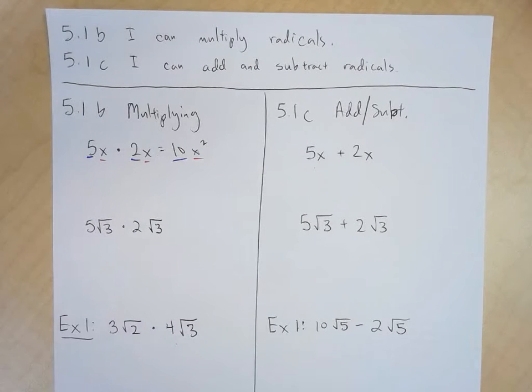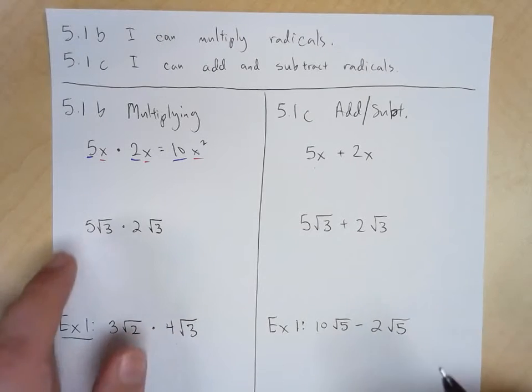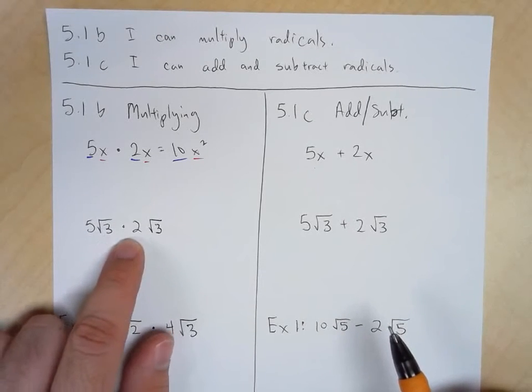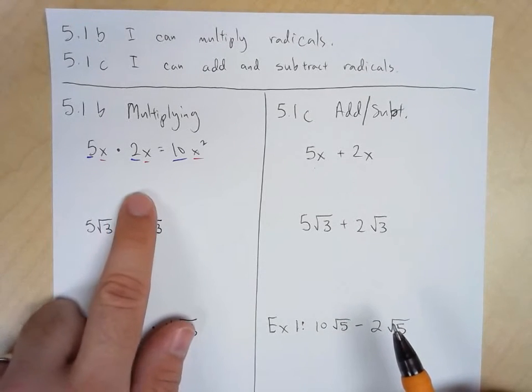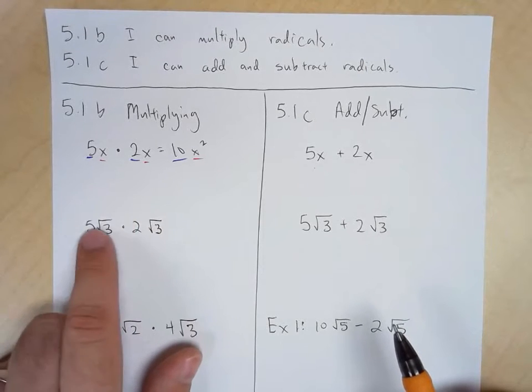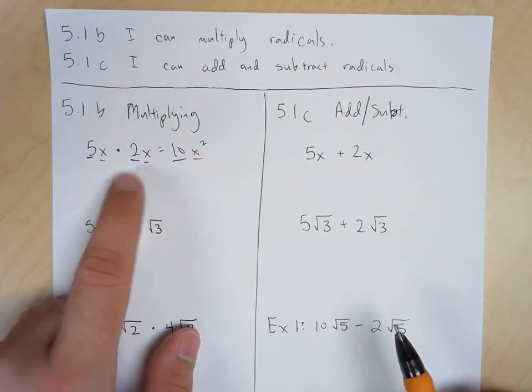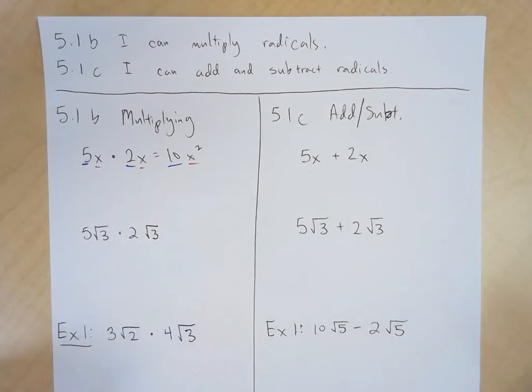For radicals, we do the exact same thing. We can multiply whatever we want to. So 5 square root of 3 times 2 square root of 3 is the exact same process as up here. We're going to multiply our numbers on the outside, multiply our second parts, and then if there's any simplification and cleaning up to do, we're going to do that.